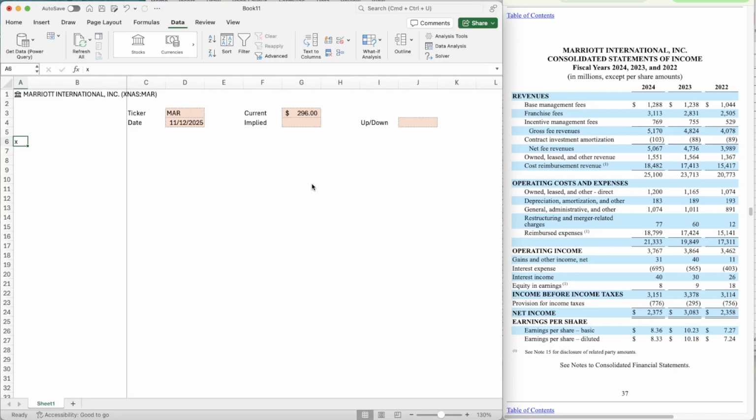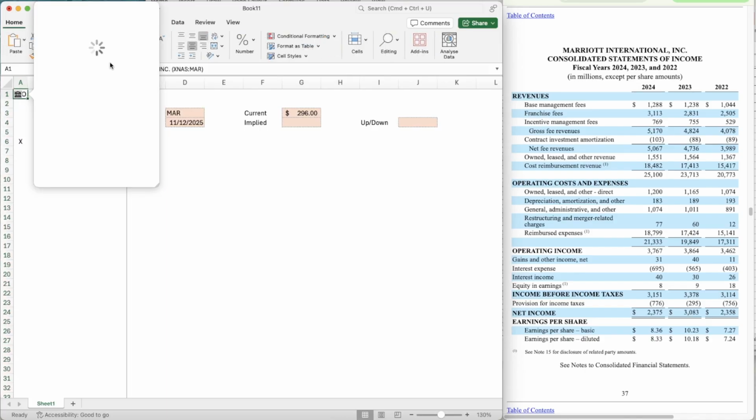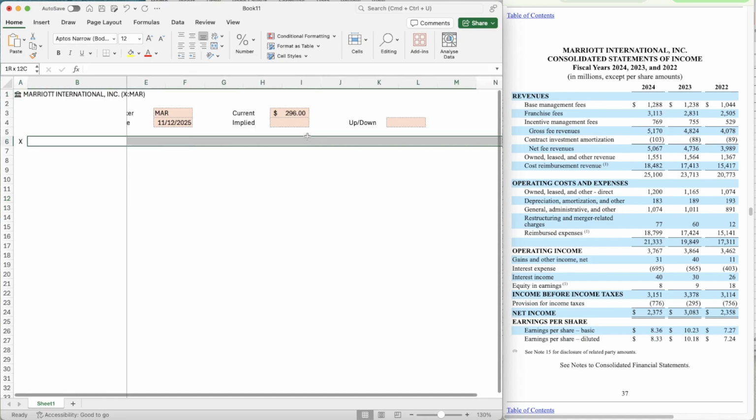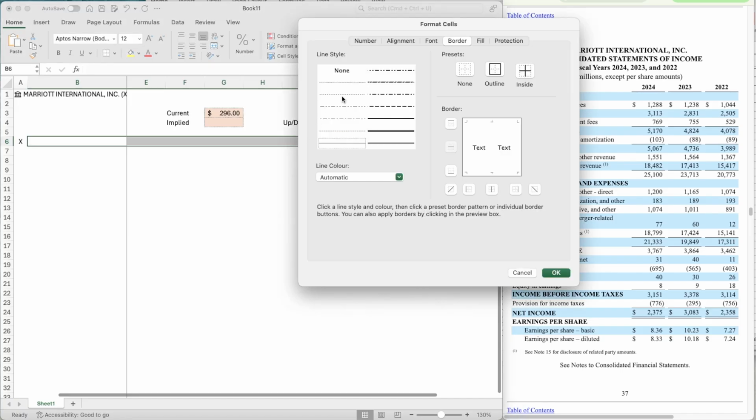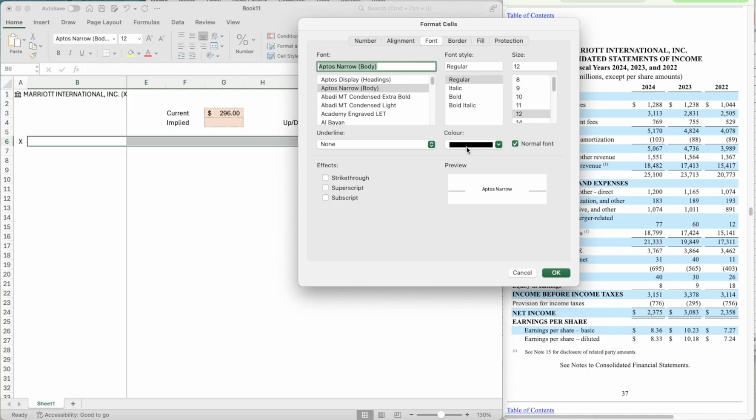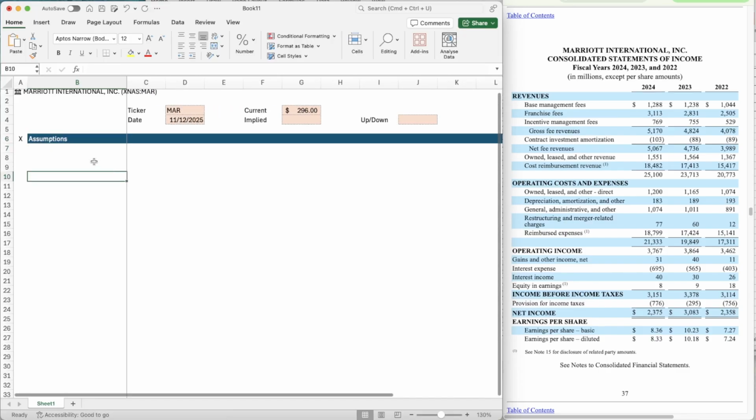Okay, let's start building out our assumptions. Put a capital X here. Formatting: fill this with a navy blue and put the font white so that it is visible. Assumptions. Okay, now we can start building.